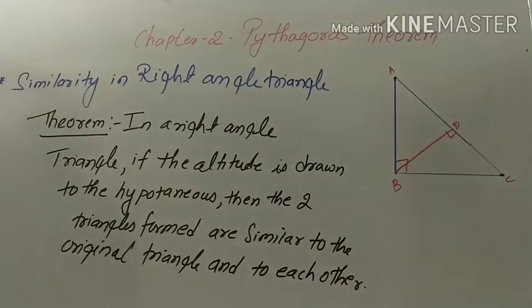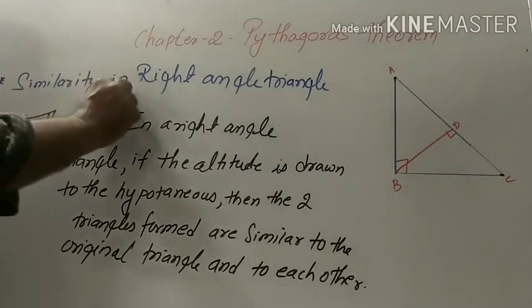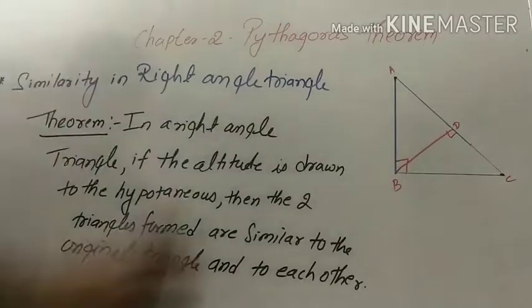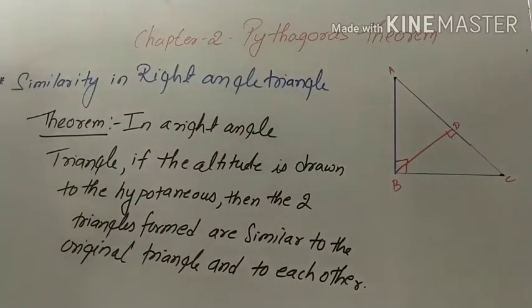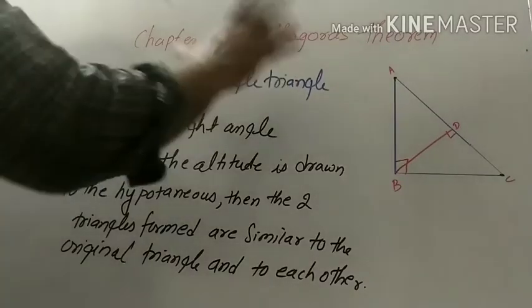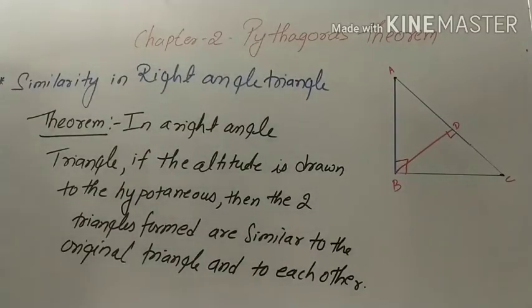Today we are going to start chapter number 2, Pythagoras theorem. Before proving Pythagoras theorem, first of all we see similarity in right angle triangle, because for proving Pythagoras theorem, we should know the similarity in right angle triangle. So, what's the theorem? Similarity in right angle triangle.